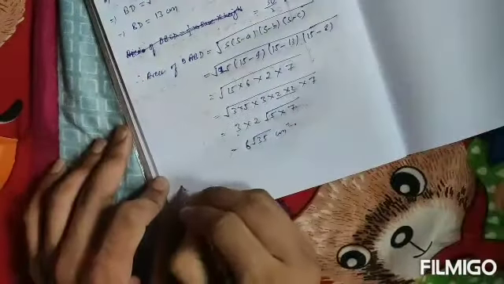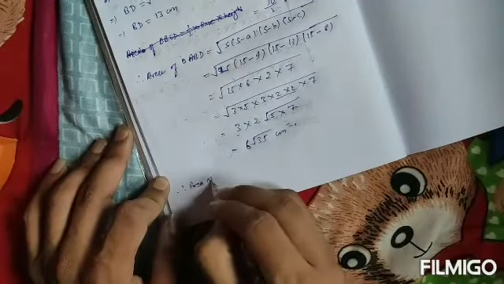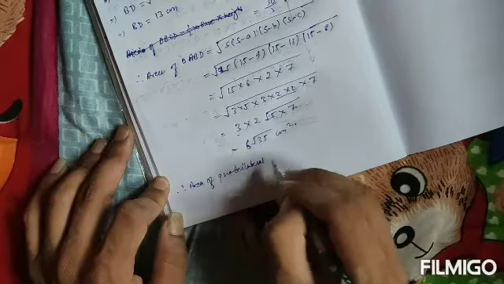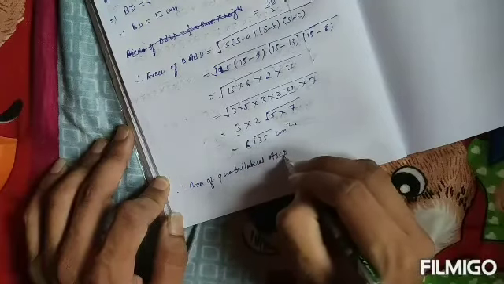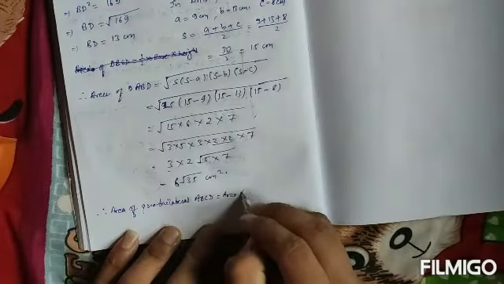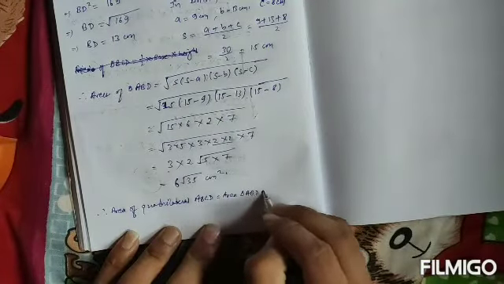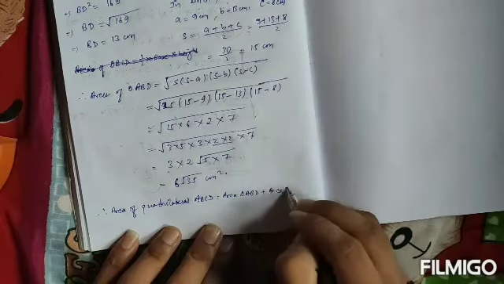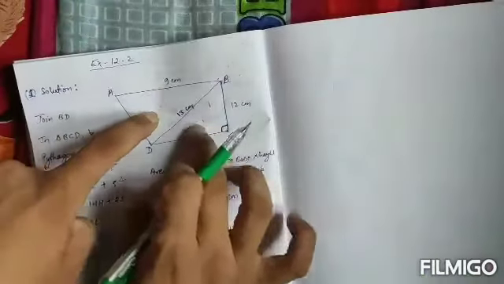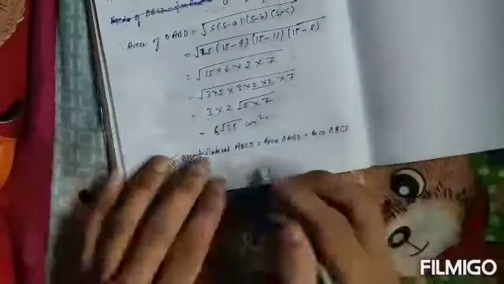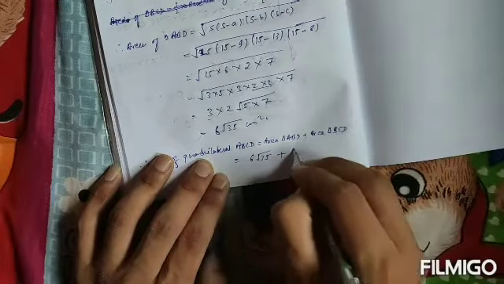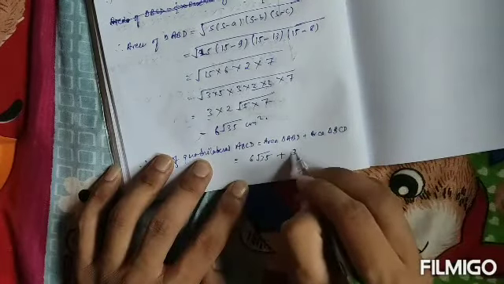So therefore area of quadrilateral ABCD will be how much? Area of triangle ABD plus area of triangle BCD, isn't it? Because I am adding the area of these two triangles. Okay, so area of triangle ABD is how much? 6 root 35 plus area of triangle BCD is 30.